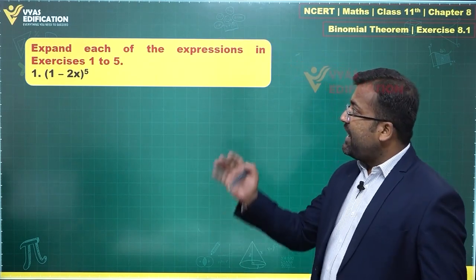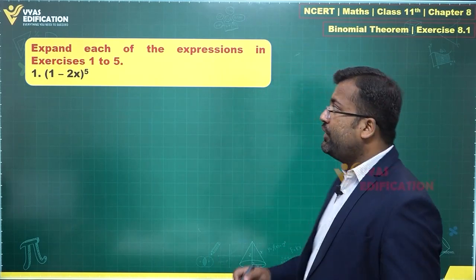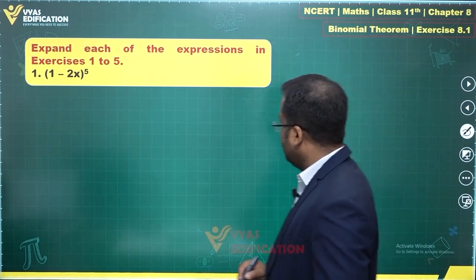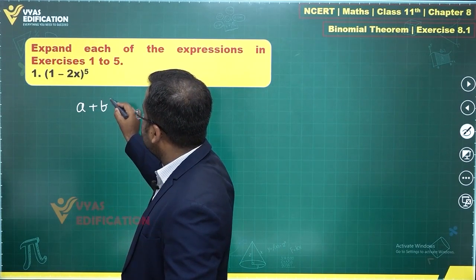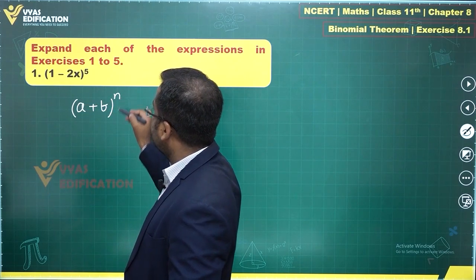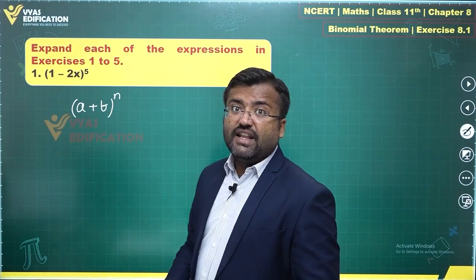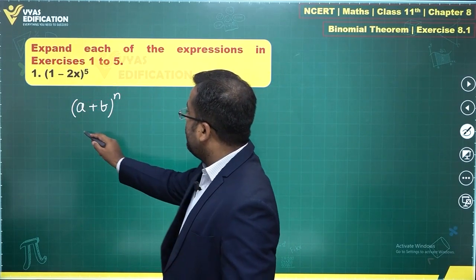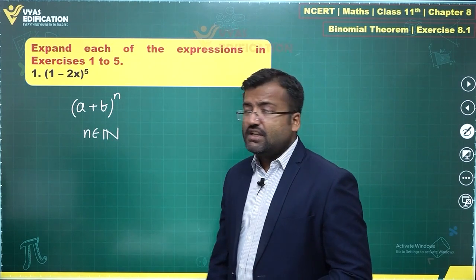So we want to expand (1 minus 2x) whole power 5, obviously using the binomial theorem. And how do we do that? For that, let us recall what the binomial theorem looks like. Binomial theorem is basically the expansion of (a plus b) whole power n, where n belongs to natural numbers, that is positive integers.